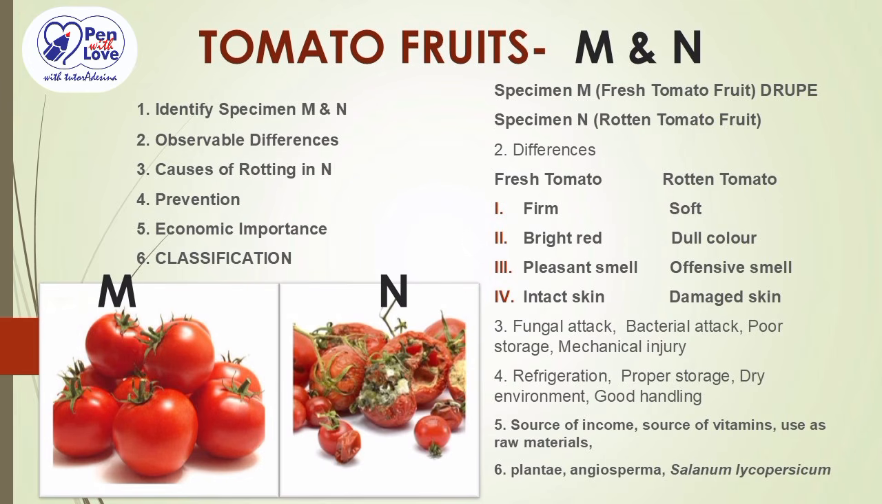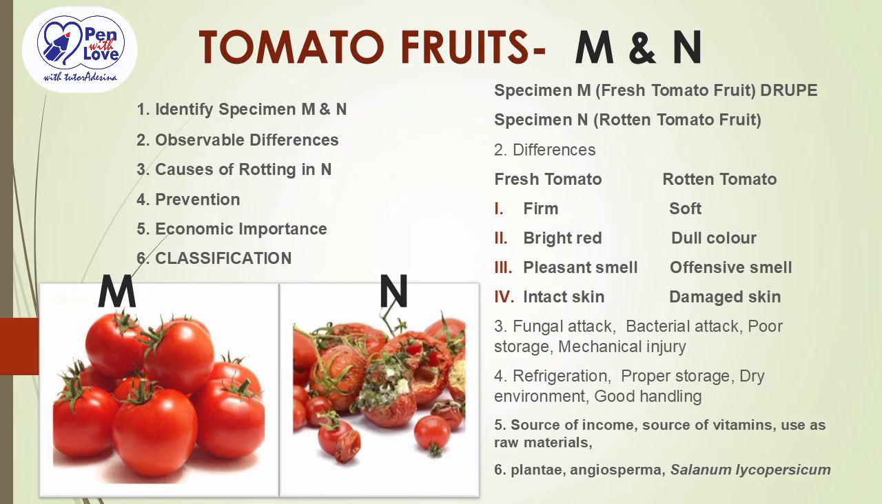So they can also ask you to classify tomato. It belongs to kingdom Plantae, division Angiosperma, genus Solanum and species Lycopersicum. So in a nutshell, we can say the scientific name of tomato is Solanum Lycopersicum.